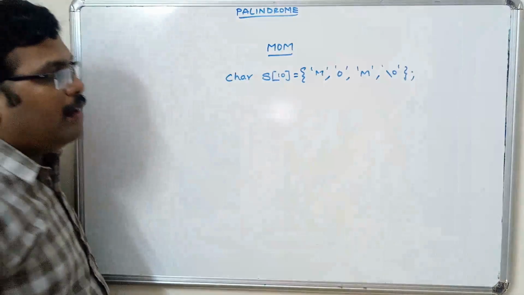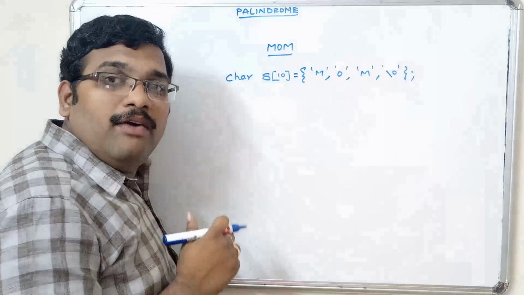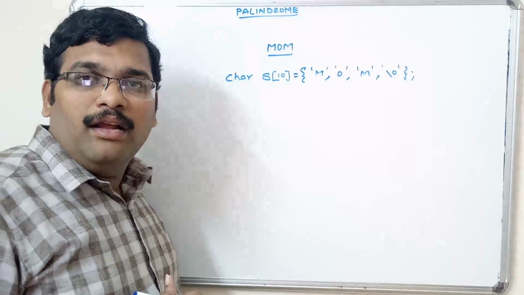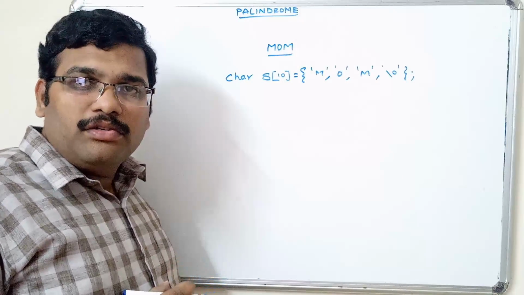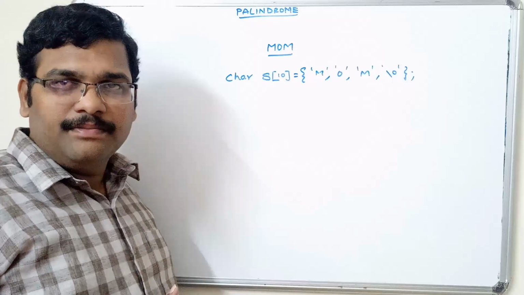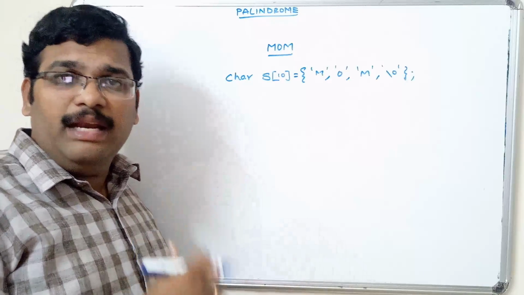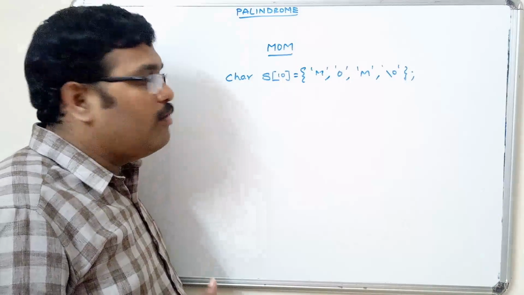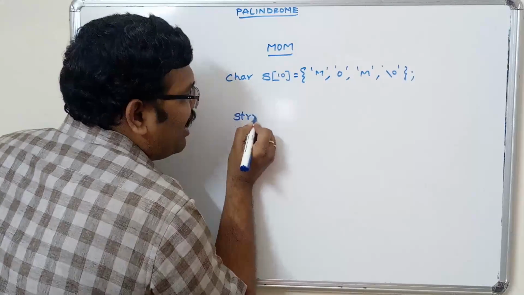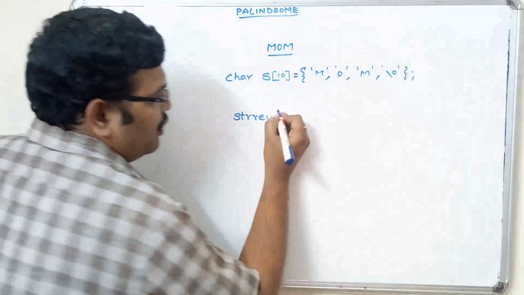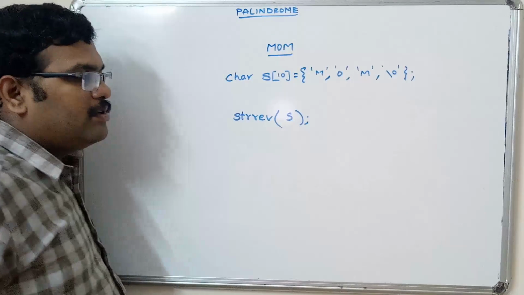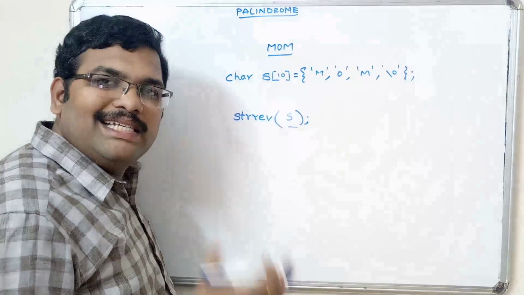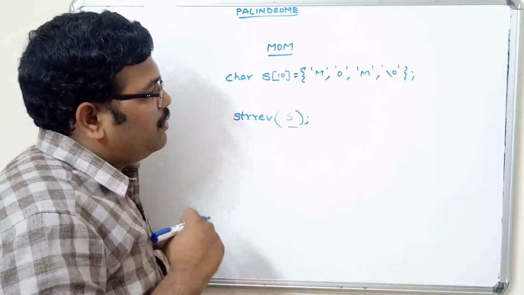Now, first of all, we have to reverse the given string. For reversing the given string, we can use the string handling functions. We use strrev, the string reverse function, of S. This simply reverses the given string, and the result will be saved into the same string, right?